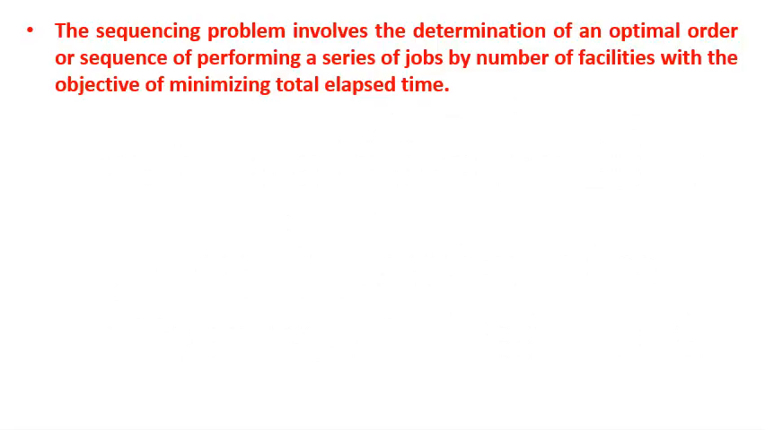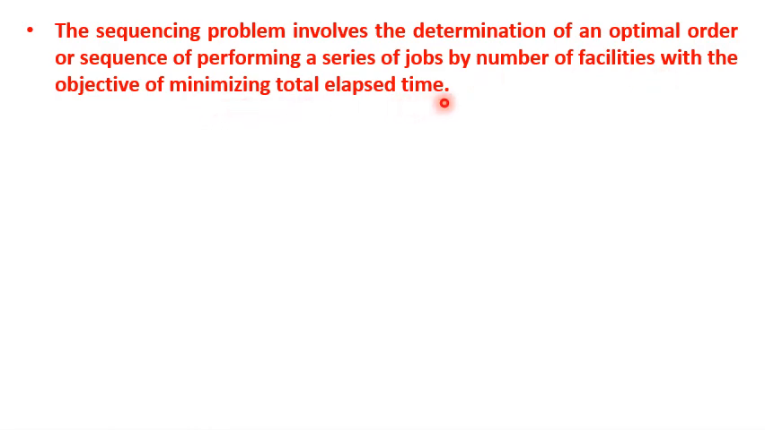The sequencing problem involves the determination of an optimal order or sequence of performing a series of operations or jobs by a number of facilities with the objective of minimizing the total elapsed time. So what does it mean? It means this particular sequencing problem which we are going to discuss now involves the determination of an optimal order or a sequence of performing a series of jobs by a number of facilities with the objective of minimizing the total elapsed time.